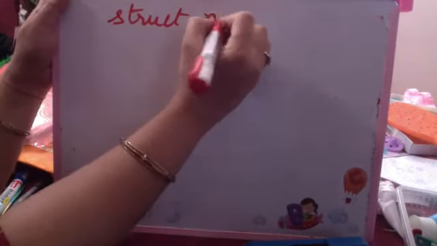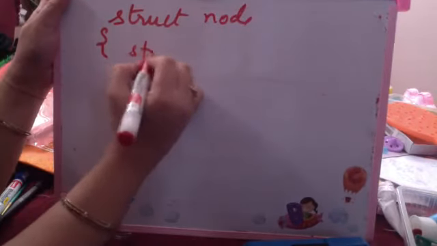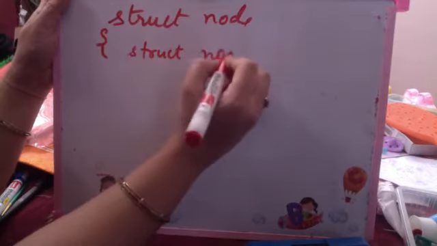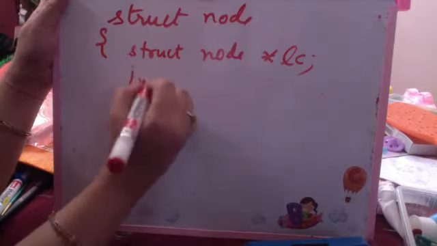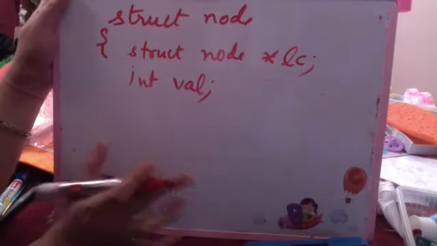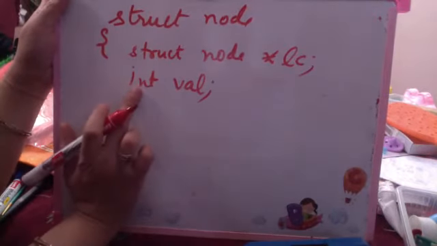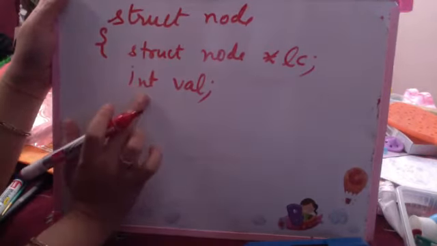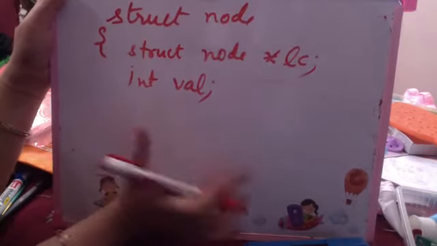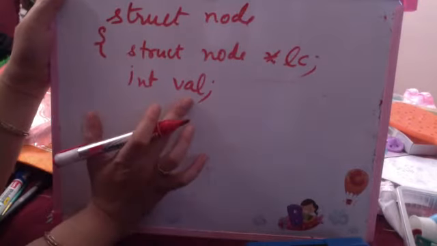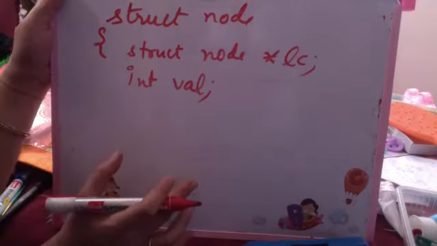Now I create struct node in which I have to have a struct node pointer as left child. I have to have an integer value of the node. It is not necessary that the value is an integer; it can be a character, it can be another structure, it can be anything. Just for simplicity in our examples, it is integer, but this can be any value depending on a real life problem. Is this clear to all?